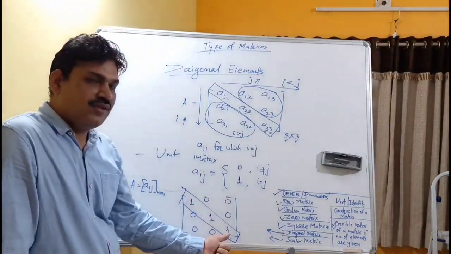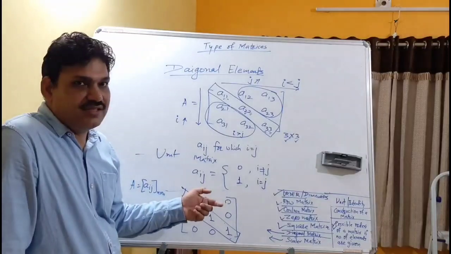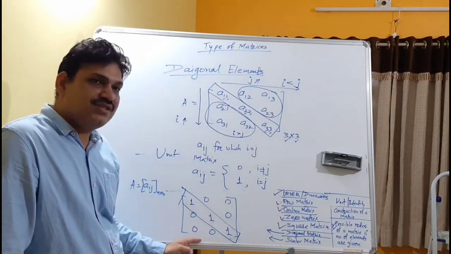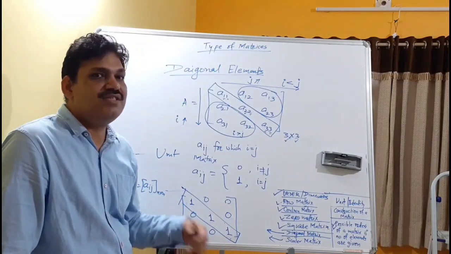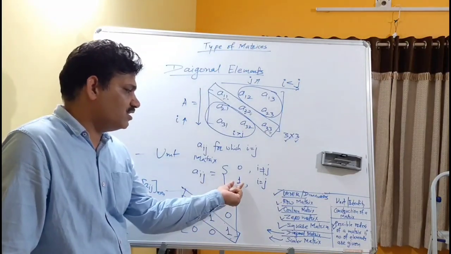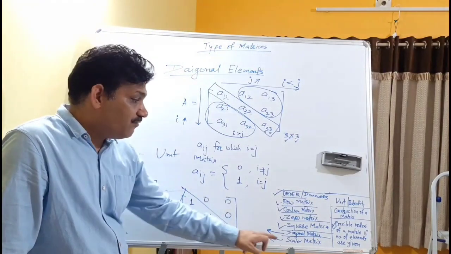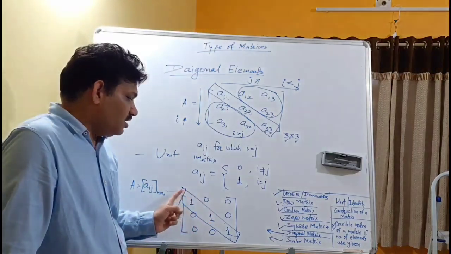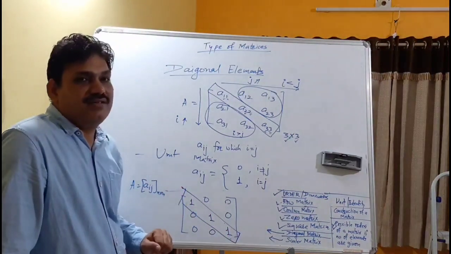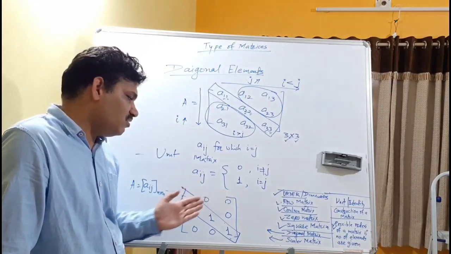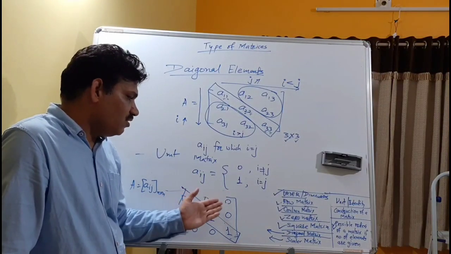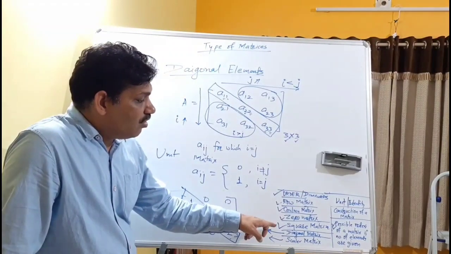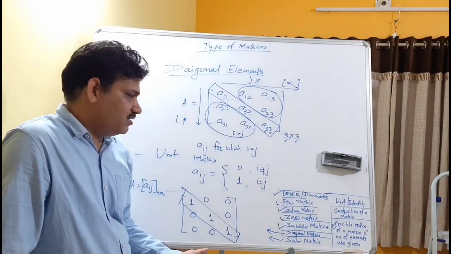So every unit matrix is a scalar matrix because it fits the definition of a scalar matrix. A scalar matrix says all the non-diagonal elements must be 0 and the diagonal elements must be the same constant k, which is taken here as 1. Every scalar matrix is a diagonal matrix because it fits the definition of a diagonal matrix. In a scalar matrix, all the non-diagonal elements are 0. Again, all the diagonal matrices are square matrices.